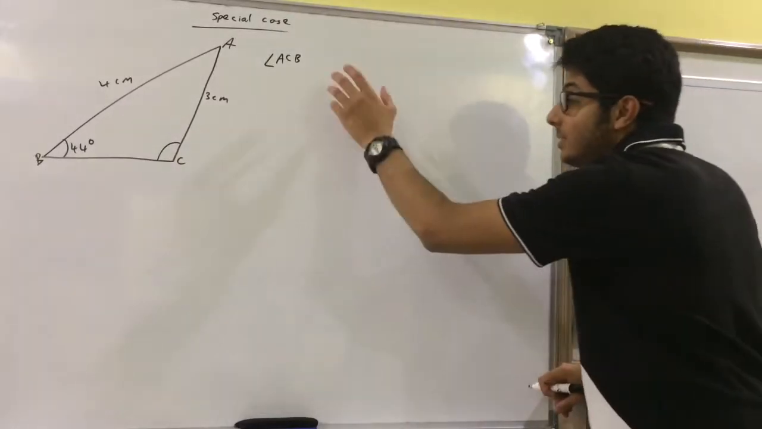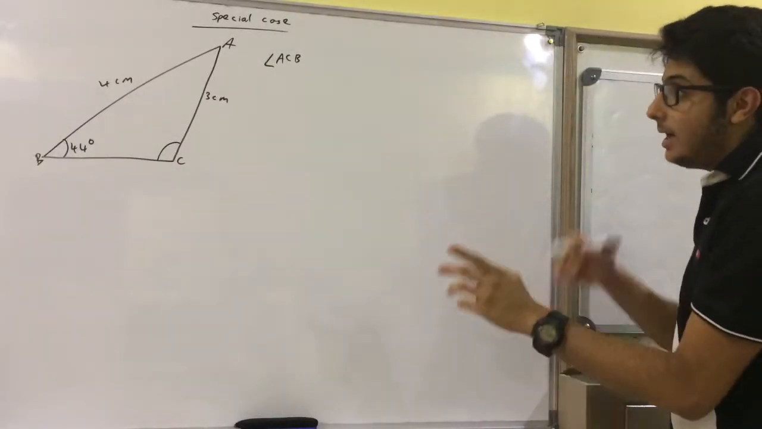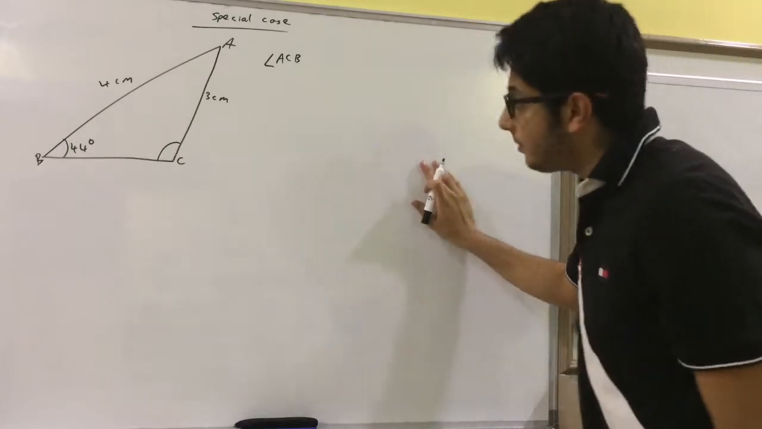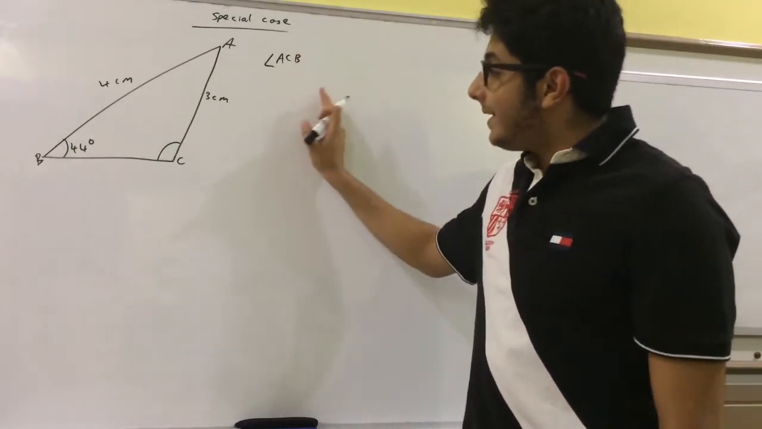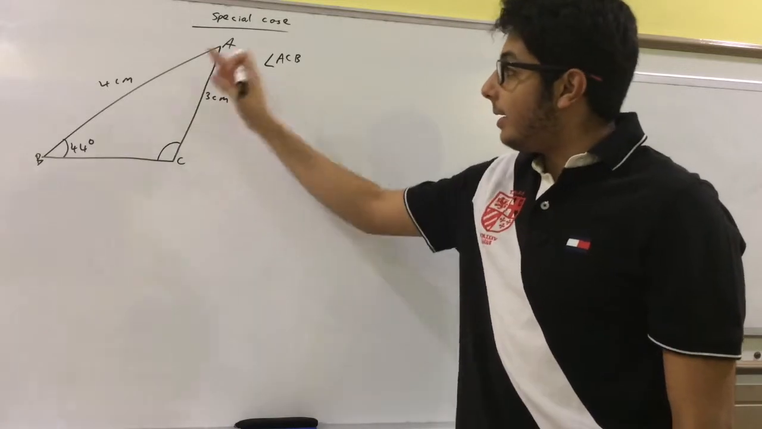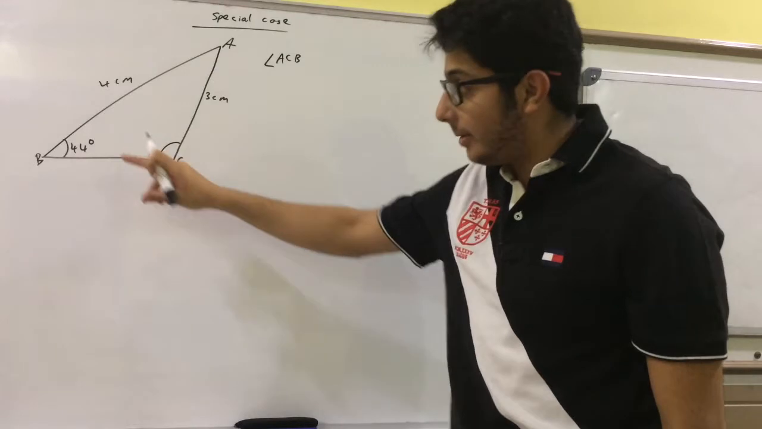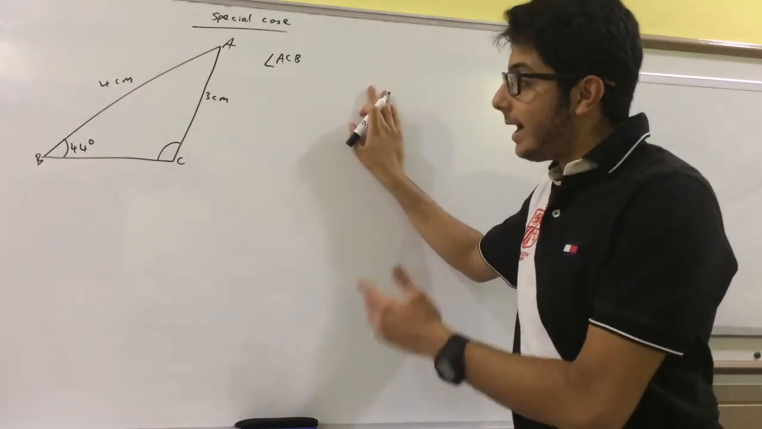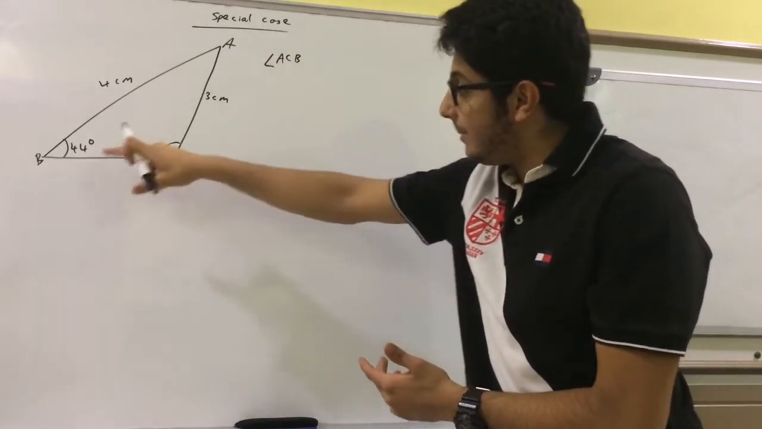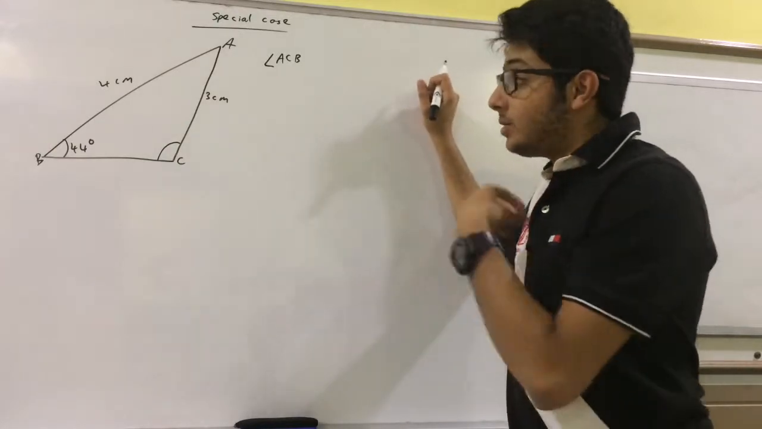Alright, now I'm going to show you the special case, and you'll see what's so special about it. It gives you the length AB. It gives you the length AC. It gives you the angle B. It wants you to find the angle ACB. So we use the sine rule.